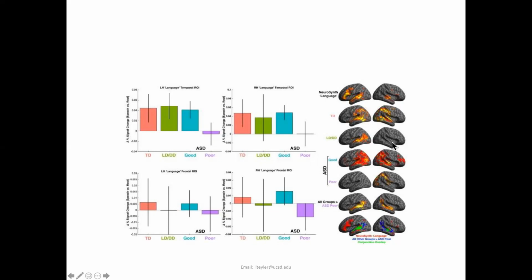Teresa knows about this. So these are typically developing kids, language delay, ASD, autism spectrum disorders who have good versus poor language. And so this is the NeuroSynth meta-analysis areas that are supposed to be involved in language. And so this is not applying this ROI, but just showing a comparison. So this is thresholded, but not masked in any way.